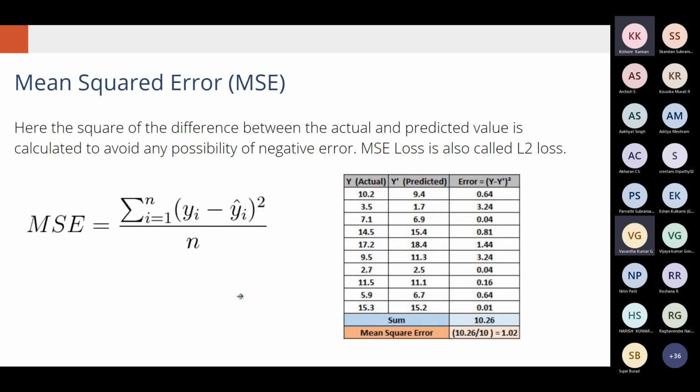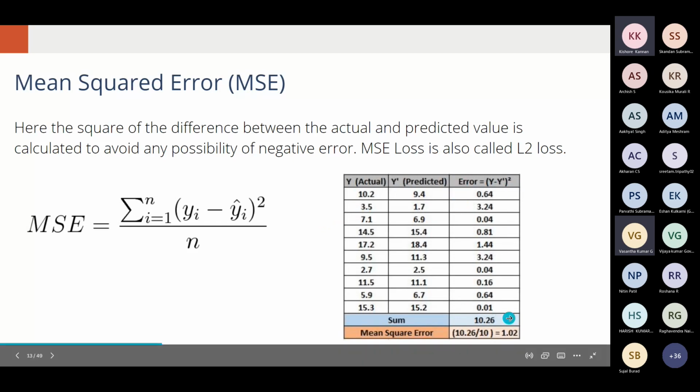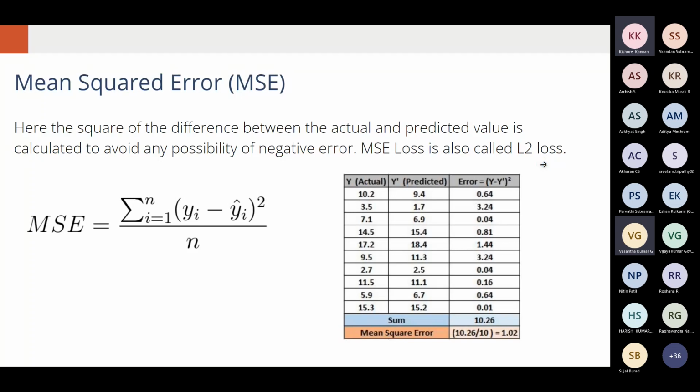We know the differential of x square is 2x. So in that way, yeah, we can see this is a very good differentiable function. And yeah, this is the most commonly used function for regression problems. How do we calculate it? We just take the difference and square them up, sum it up, and then we take the average. And this is called L2 loss. And yeah, this is the mean square error cost function.